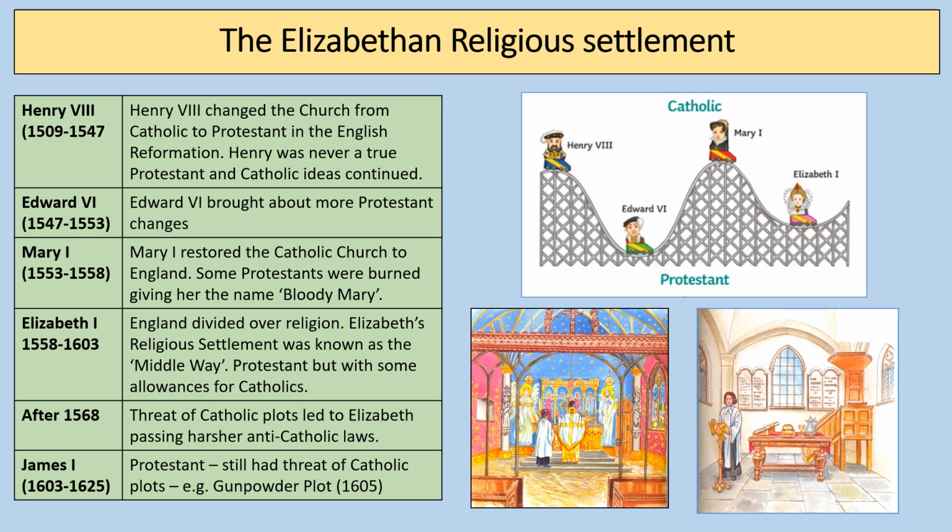So there's a really helpful visual for you here to think about the idea of the Elizabethan religious settlement, the visual of a roller coaster. And it's important to just understand the context of what was happening with religion in the 16th century.